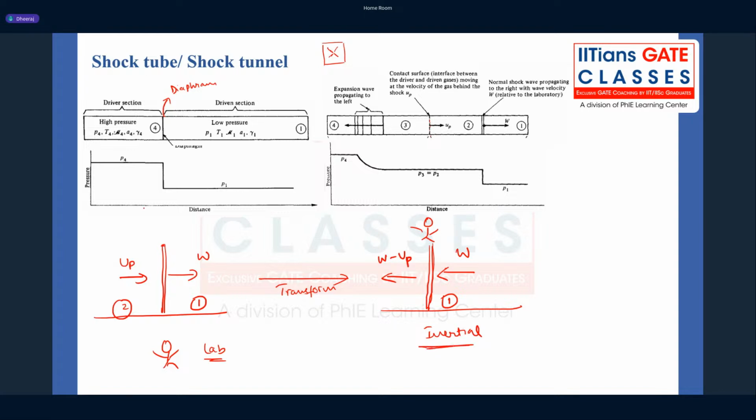So for any moving shock problem, first we'll transform it to an inertial problem in which I'm standing on the shock and I'm seeing that the velocity is coming towards me from region 1, and in region 2 it is the relative velocity W minus UP. So this part is clear, right? This relative velocity part.